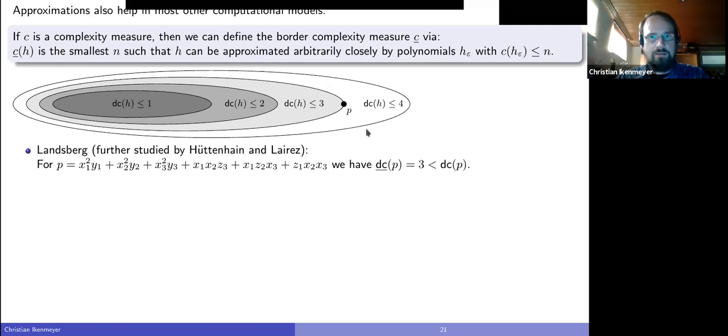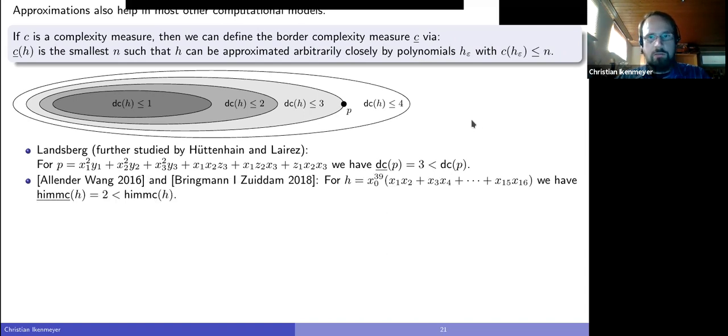It's higher than that. So there's a sequence here of polynomials, and he can write that sequence down so that the limit is P, but he can also prove that the determinantal complexity cannot be 3 or less. It must be higher than 3. So these things happen in other computational models as well.